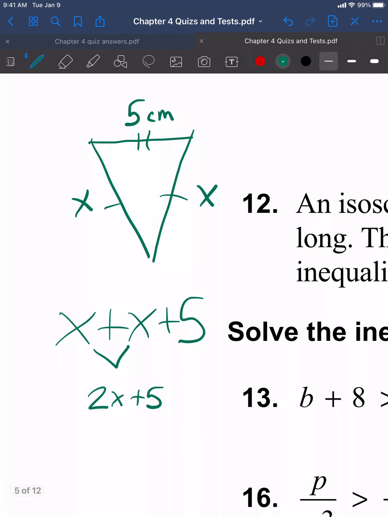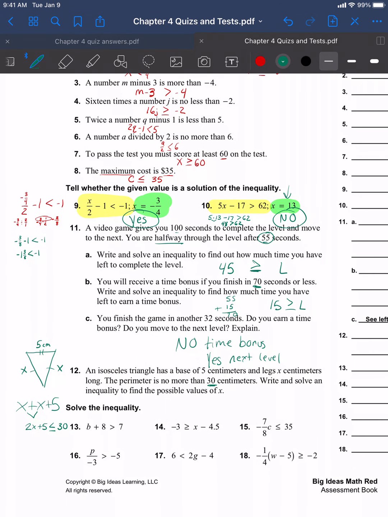Could it be greater than 30? No. Could it be less than 30? Yes. Could it be 30? Yes. There's your inequality. 2x plus 5, which is the perimeter, can be smaller or equal to 30. And that's all it wanted. Really? Yep. You could solve the inequality.